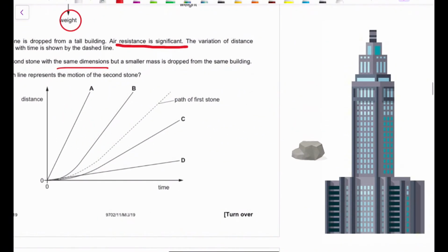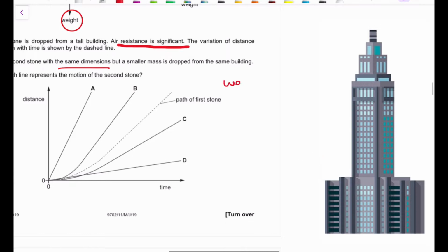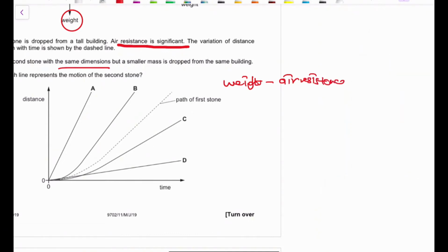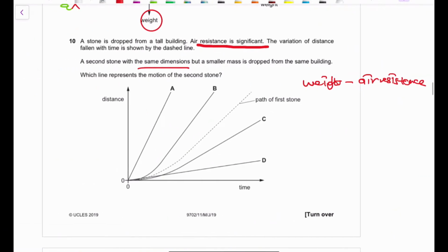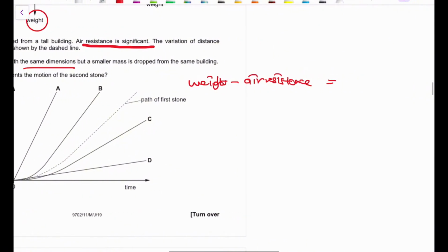But the weight, because it's a smaller mass, minus the air resistance, is equivalent to your mass multiplied by your acceleration. So this weight is going to decrease because it is a smaller mass. If this weight decreases, it means the resultant force is also going to decrease. Hence, the acceleration is also going to be smaller. So the acceleration for the second stone is going to be smaller.